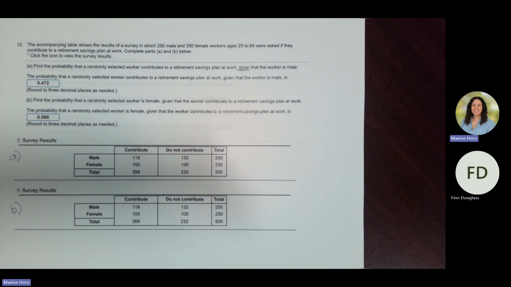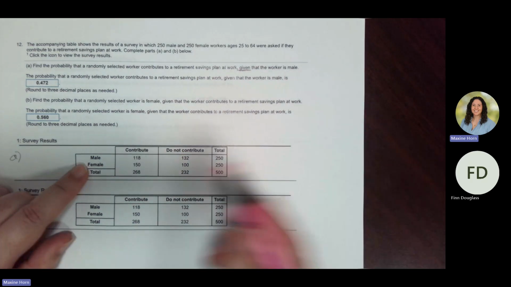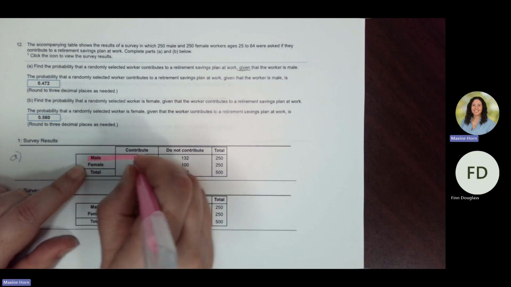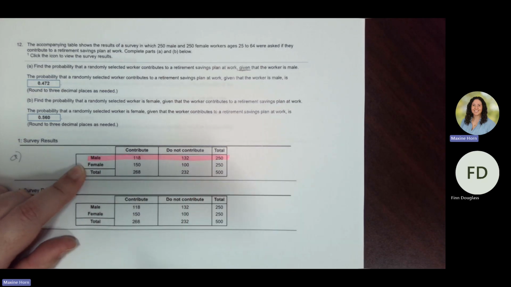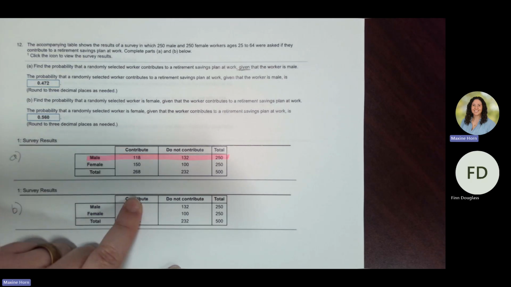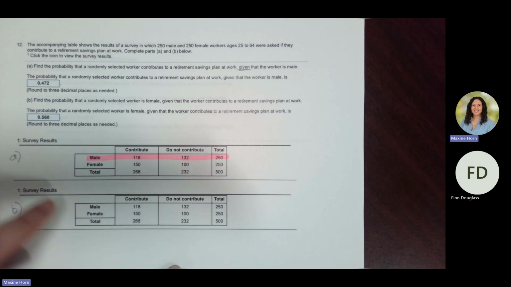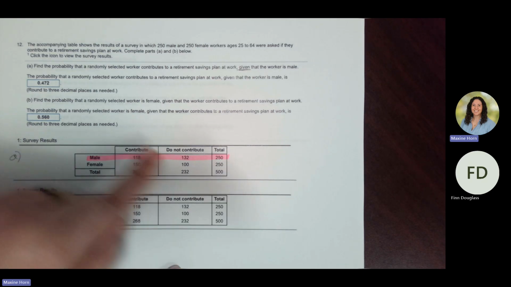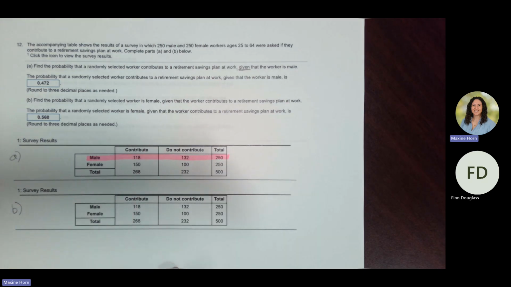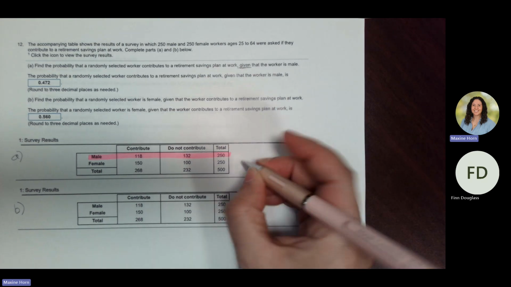So what did we say about given? Given becomes my denominator. So they want given that the worker is male. So we're going to highlight this row. And sometimes the thing that you're given is a column, and sometimes it's a row. I just said that backwards. This is a row, this is a column, sorry. Sometimes what they give you is this way, sometimes it's this way. It can be either one, doesn't make a difference. All right, so that's our given.